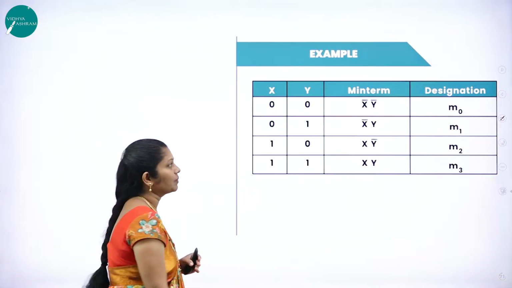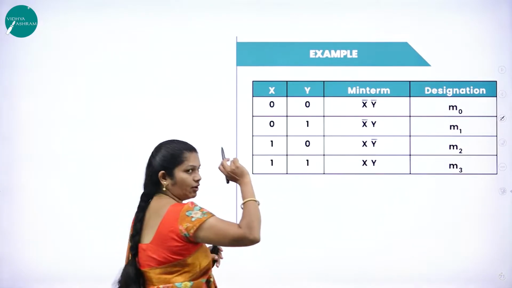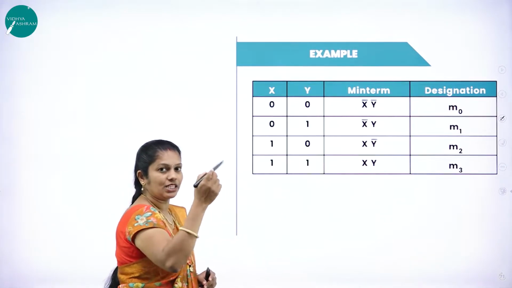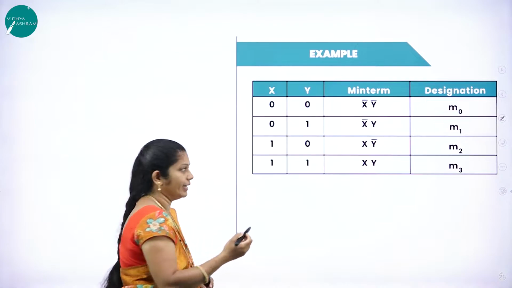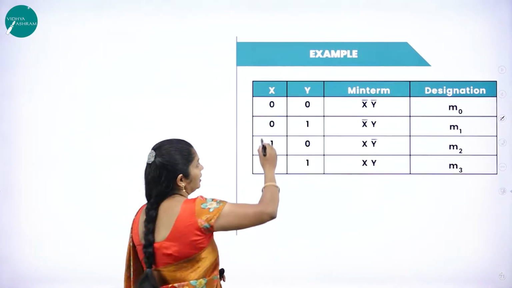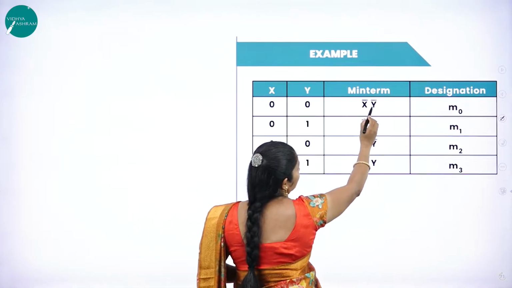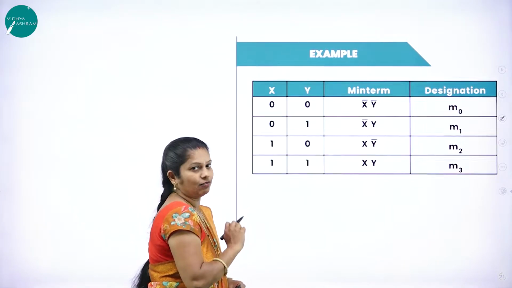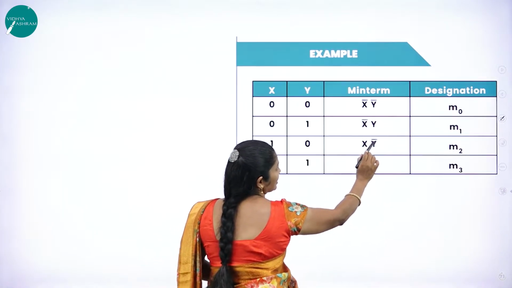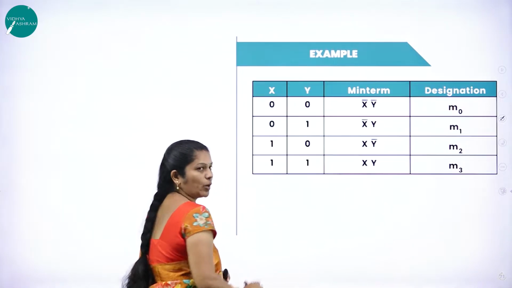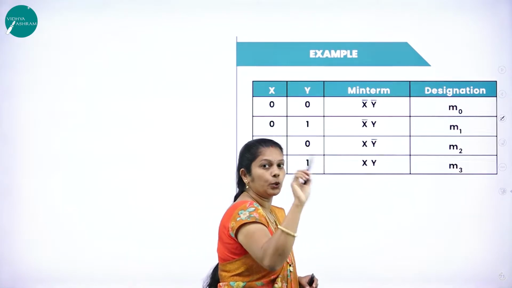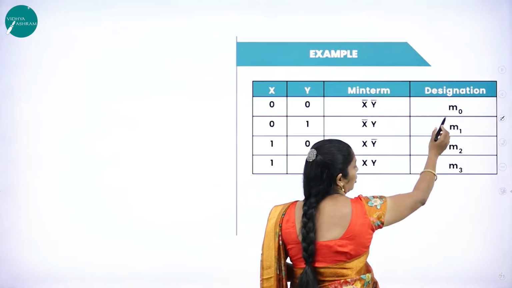Now, for example, consider we have two variables, x, y. With 2 variables, we get 4 combinations in total: 00, 01, 10, 11. Here 0, 0 we have, that's why x bar, y bar. That's the min term for those values. Then 0, 1 gives x bar, y; 1, 0 gives x, y bar; 1, 1 gives x, y. When both the variables are complement, with only 2 variables, it is m0.